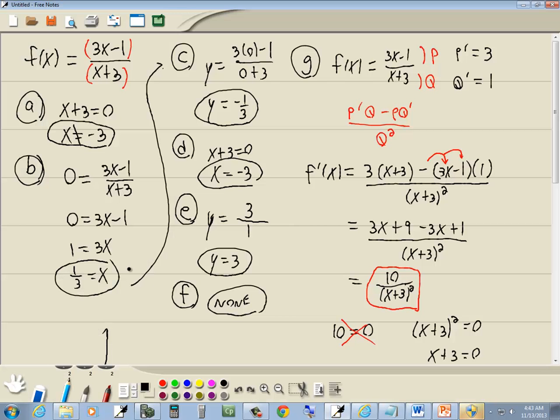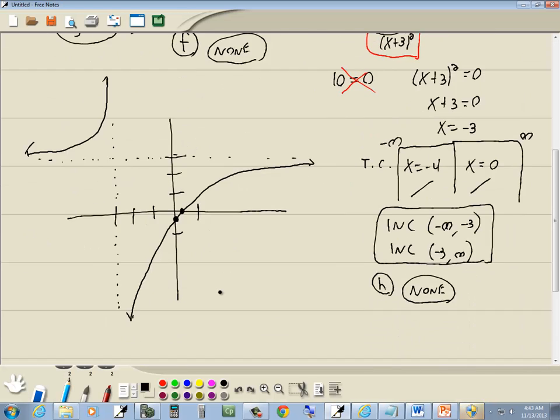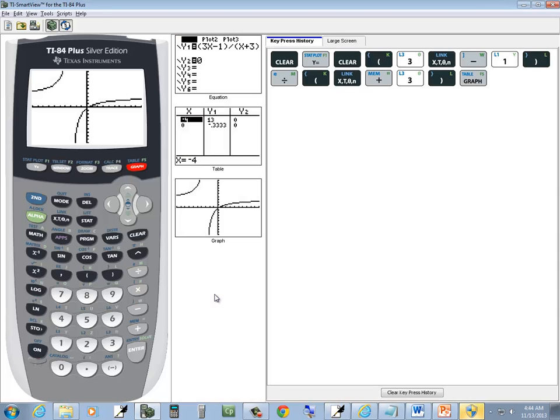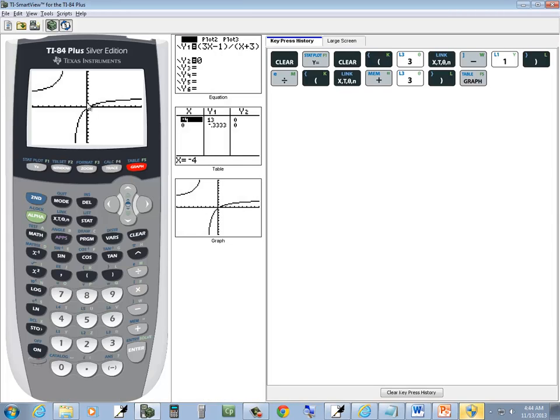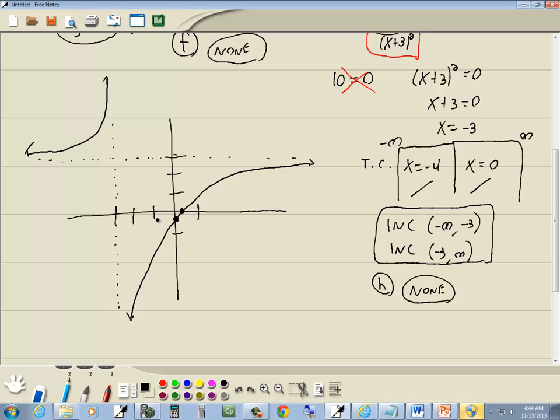A little bit better picture of what I came up with. But see, they're fairly close. Yeah, I guess that is about the right place. Anyway, those are our answers.